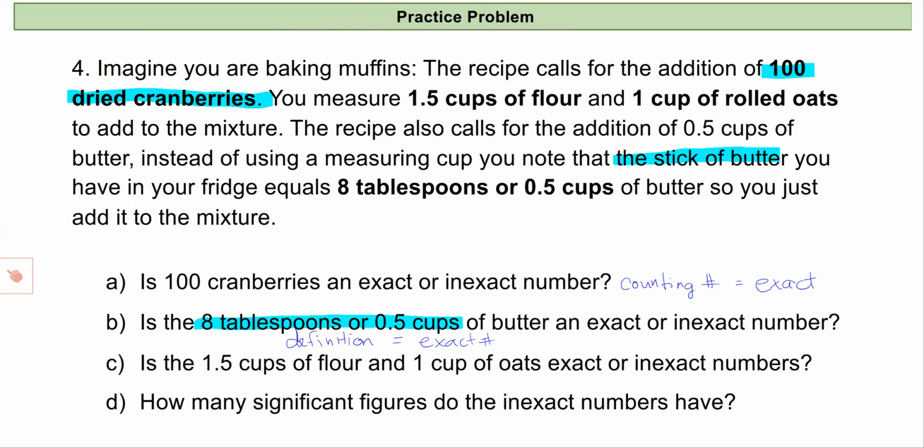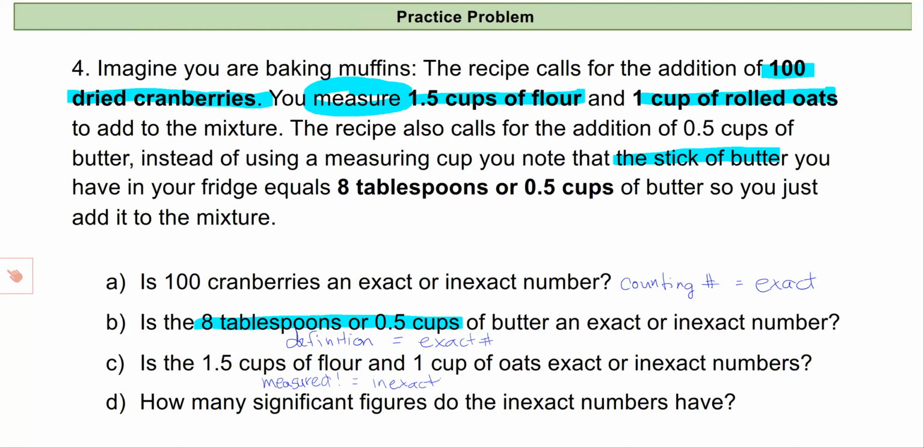So then we have another one to look at. We've got 1.5 cups of flour and 1 cup of rolled oats. I'm going to draw your attention to a word here: measure. These are measured values that you're going to use, like measuring cups, to determine the amount that you're adding. So these are inexact. And if you've ever baked muffins or cookies and have tried to measure out an exact cup or 1.5 cups of something, there is definitely a little bit of uncertainty in exactly what that is.